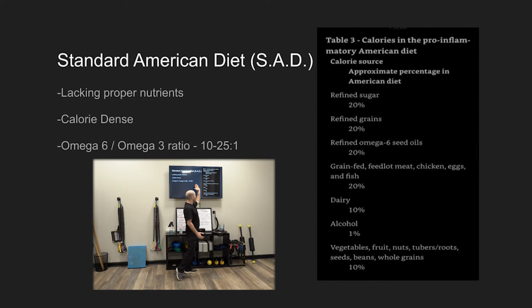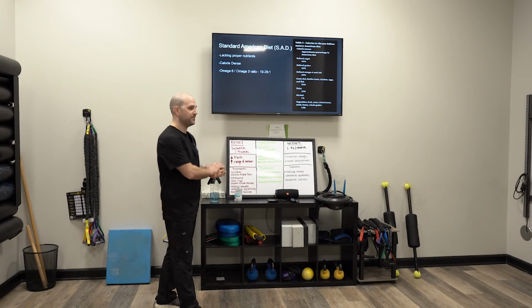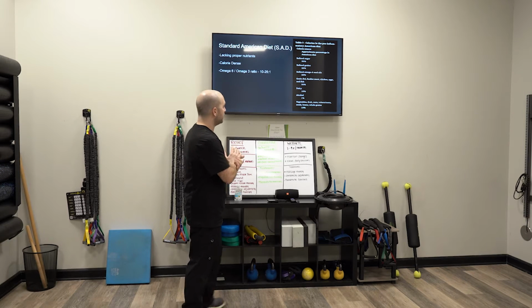So you look at 20% refined sugar, 20% refined grains, 20% refined omega-6 seed oils, 20% grain-fed feedlot chicken, eggs, and fish, 10% dairy, 1% alcohol, and then the other 10% coming from fruits, vegetables, beans, whole grains, things like that. Does that seem about right to you guys as far as dietary breakdown? Pretty close? If I get my way.